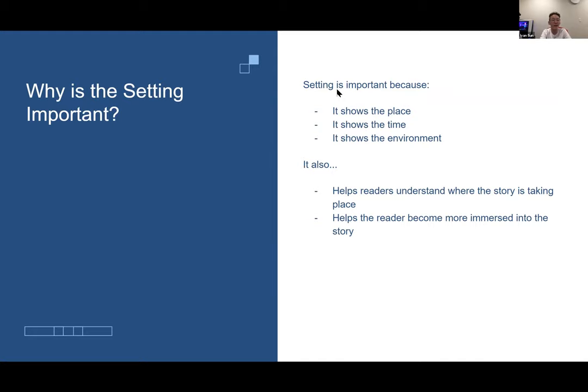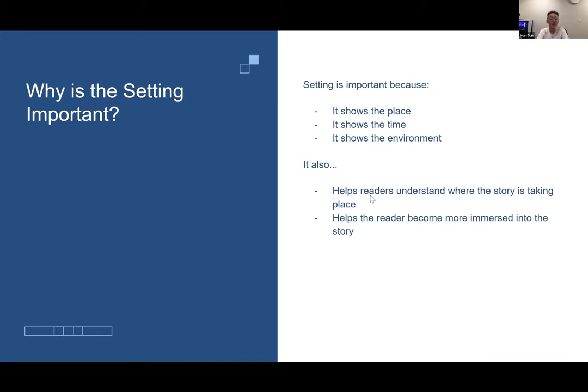So a setting is important because the setting is normally presented in the beginning of the story. And it basically shows the place where the characters are, and the time when they're there, because that's very important. The story of Batman would be interpreted completely differently if they were way into the future or way into the past in medieval times. So the time is important, as well as the environment. What's around them? The people, the places, the feeling, how things feel around them. So that's important as well.